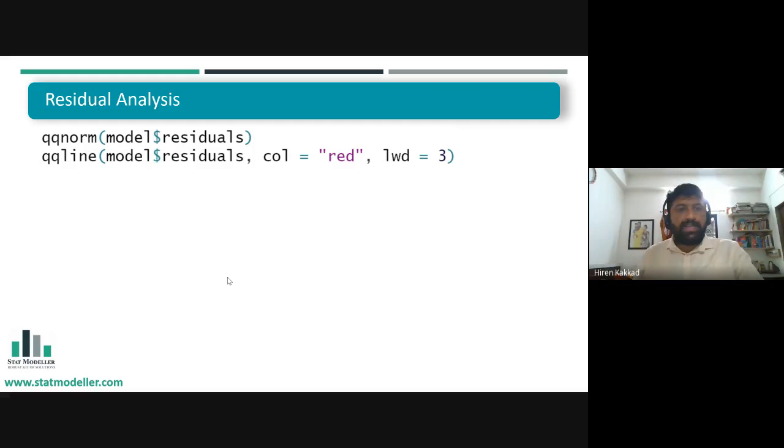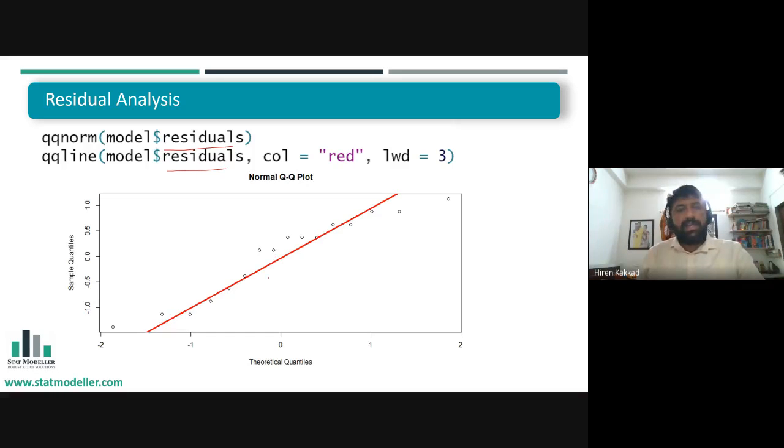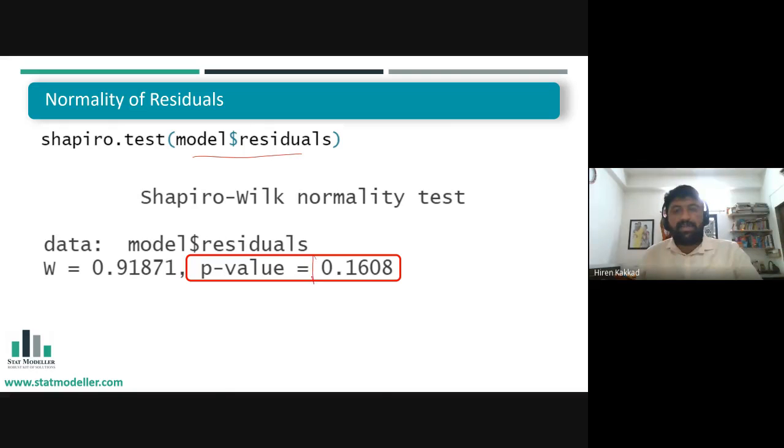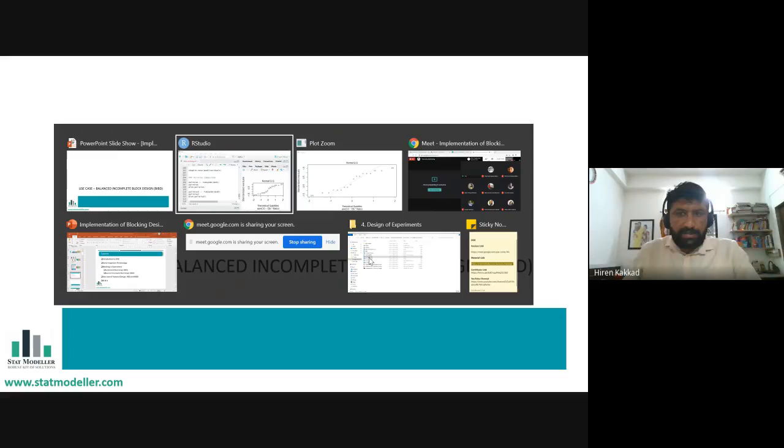And let us perform the residual analysis. So QQ norm and QQ line that we have just performed on these residuals. And you can see again, as just now, sir has mentioned, these are 2 points that we are seeing that it may be out of the range. So we can perform the Shapiro test on this residual and be assured, right? So we have also used that Shapiro test, and we have observed that the p-value is 0.1608. So that means the residuals are following a normal distribution. Yes.